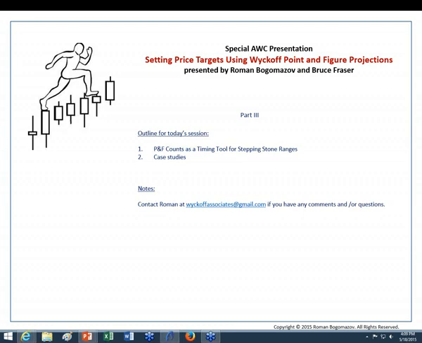Today, we are going to talk really quickly about point and figure counts as a timing tool for the stepping stone ranges. It's probably one of the most exciting tools or ideas in point and figures for the horizontal count, because you really can introduce the element of, so to say, time, or when the price is ready to leave the stepping stone. So that's going to be interesting to go through.